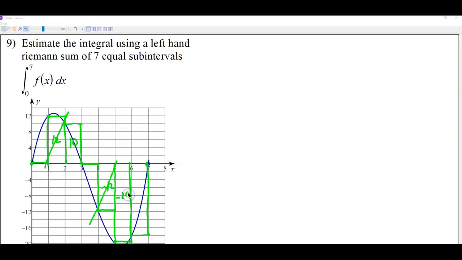Negative 20 and negative 18. And interestingly, I think we just got the same answer we did last time. Okay, so it's the same number, so we're still going to end up with negative 28. That doesn't always happen, but in this case it did. All right, next one.